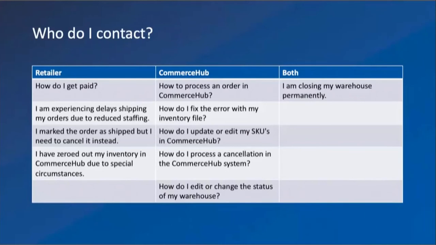And then if there's things such as your warehouse is closing, again, due to inclement weather or anything like that, maybe you're just closing it for the end of the Christmas season or something along those lines, that's a fantastic question to send to both the CommerceHub technical support team and your retailer to ensure that everybody's looped in. We're aware of your warehouse being closed, and we can go ahead and pull your items off the website, or the retailer can if needed, to make sure you're not getting any orders during that time.